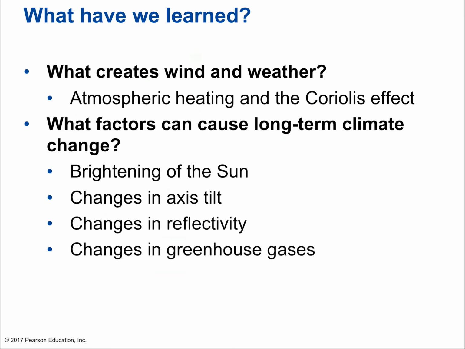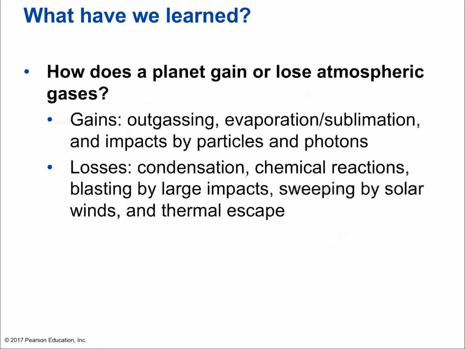Okay, so summary here: what causes wind and weather? Atmospheric heating and the Coriolis effect. What factors can cause long-term climate change? Brightening, axial tilt, reflectivity, and changes in gases. And the changes in the gases have quite a few of their own sources, as we saw. We've learned that outgassing, evaporation, sublimation, and impacts by particles and photons can all cause a gain of a gas. Actually, sublimation is a solid turning to a gas, excuse me. Losses are condensation, that's the gas turning to a solid, chemical reactions, blasting by large impacts, sweeping by solar winds, and thermal escape.